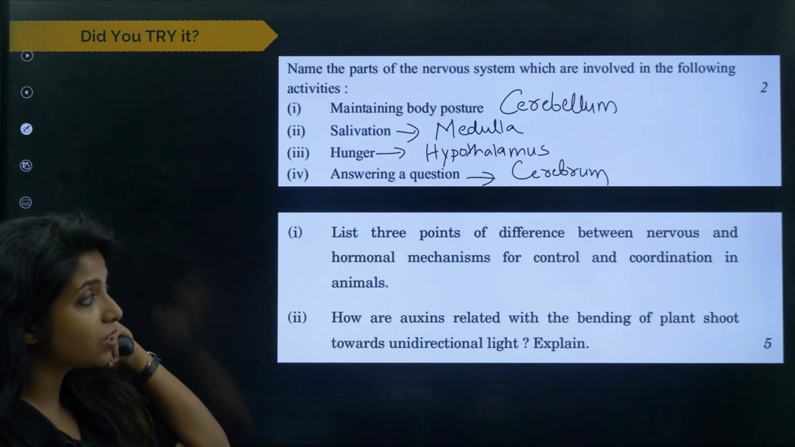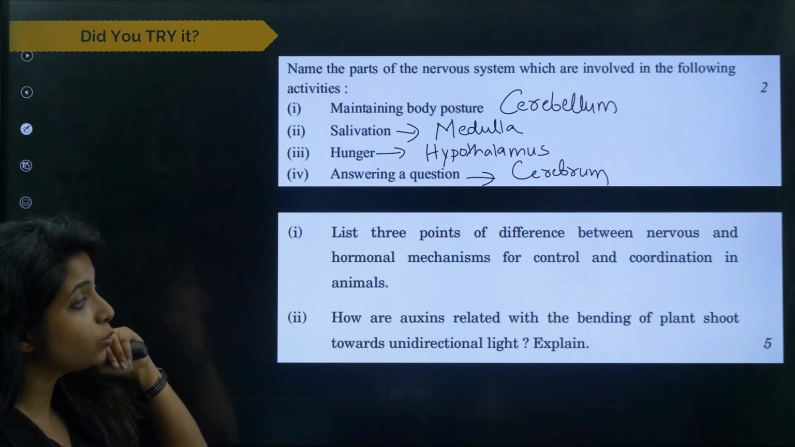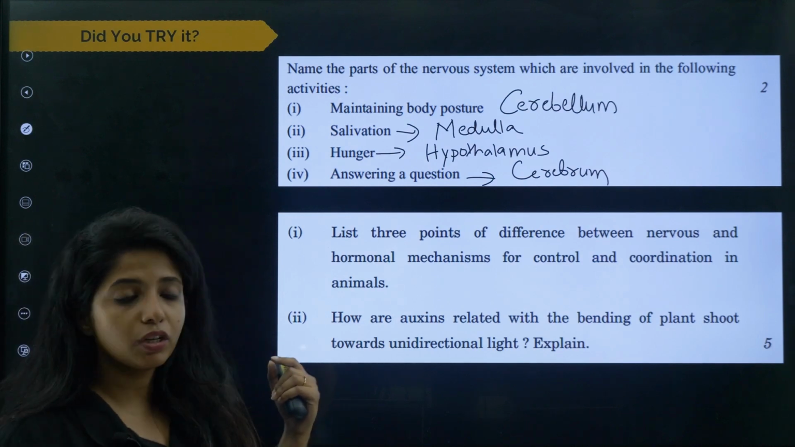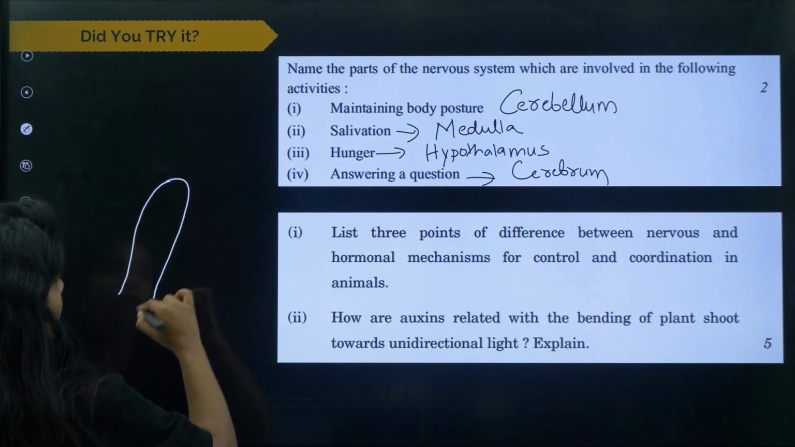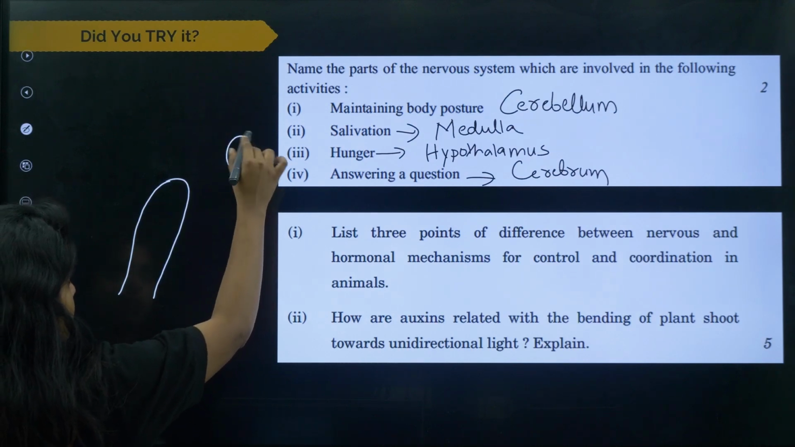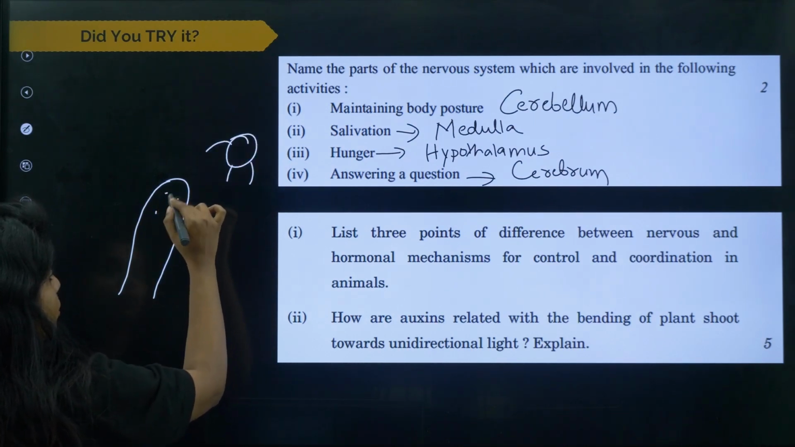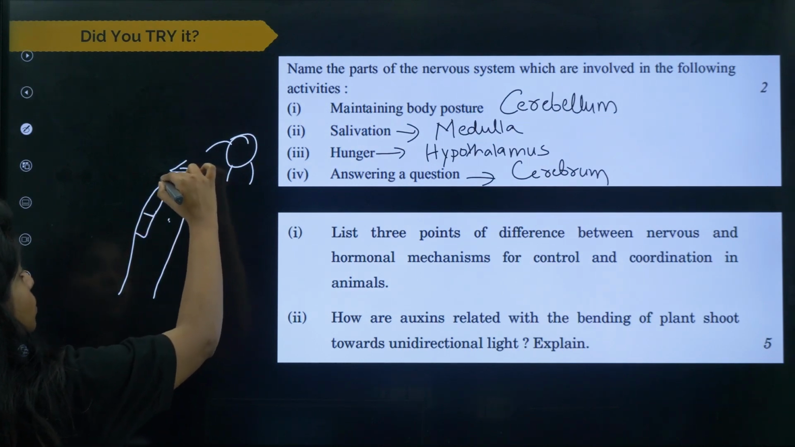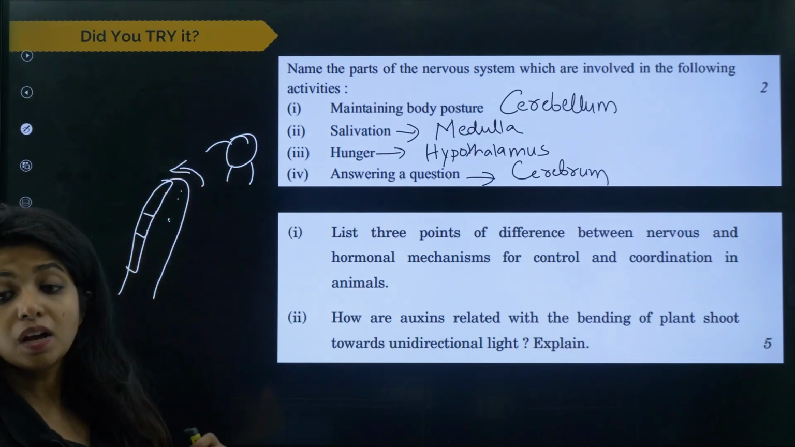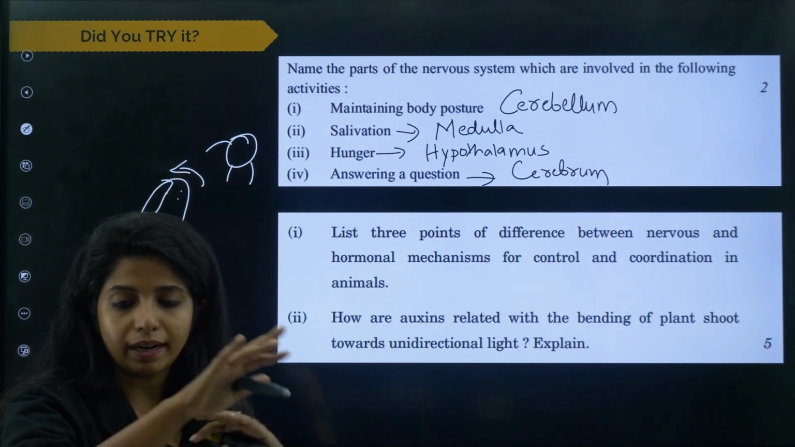Now, how are auxins related with bending of a plant shoot towards unidirectional light? I told you previously also, you have to make the diagram of everything. You have to make the diagram of the plant part, that basically the sun is there, auxin is uniformly distributed. Later it moves towards one side, and if it's moving towards one side, it will cause what? Cell elongation only towards one particular side, which causes the bending.